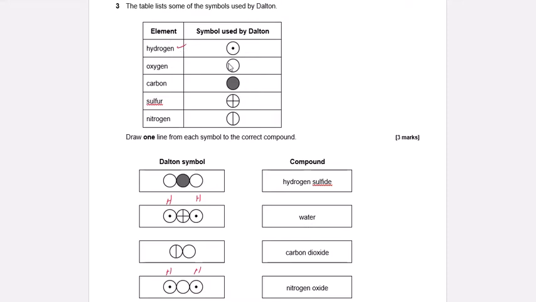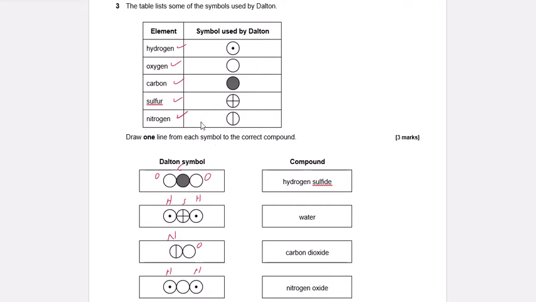Oxygen is the empty circle. So that one is O, that one is O. This one is O. Done that one. Right, carbon is the grey circle. So there's C there, and there are no other carbons in there. Okay, sulfur is a cross in a circle. So this one is S here. Any others? No, that's it. That's sulfur. And this one, a single vertical line, that is nitrogen. Okay, so that one is there.